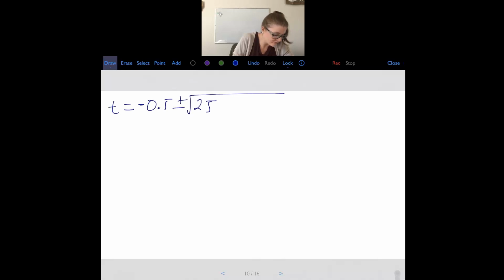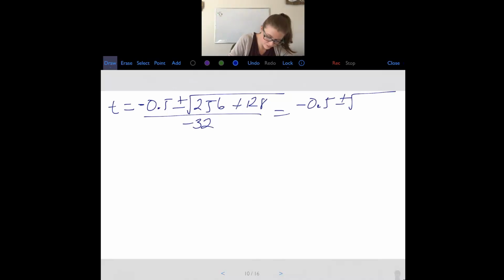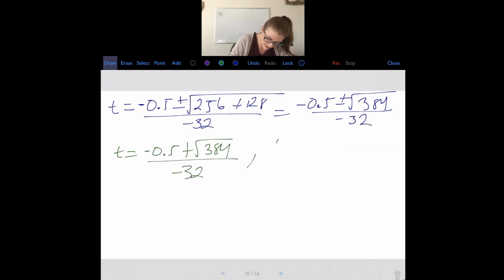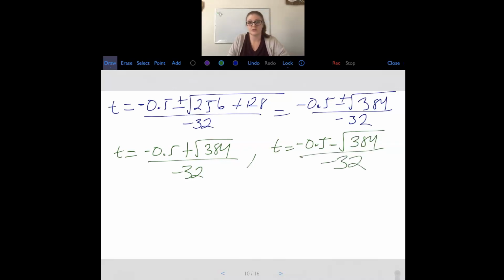This becomes 256 plus 128 divided by negative 32, which is negative 0.5 plus or minus the square root of 384 over negative 32. Okay, so now I have two answers: negative 0.5 plus the square root of 384 over negative 32, and negative 0.5 minus the square root of 384 over negative 32. So we'll plug both of these into the calculator.